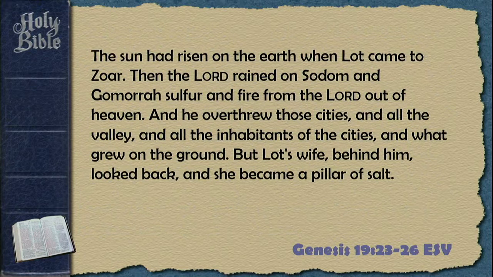The sun had risen on the earth when Lot came to Zor. Then the Lord rained down on Sodom and Gomorrah sulfur and fire from the Lord out of heaven, and he overthrew those cities and all the valley and all the inhabitants of the cities and what grew on the ground. But Lot's wife behind him looked back, and she became a pillar of salt.